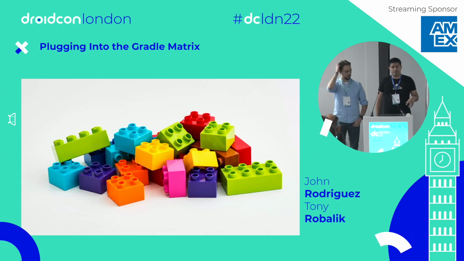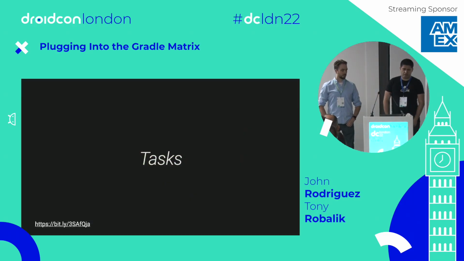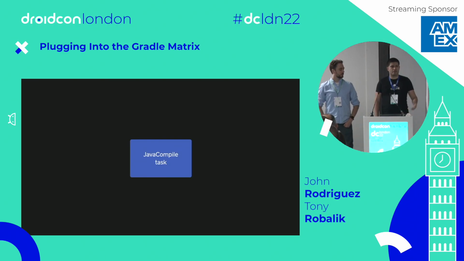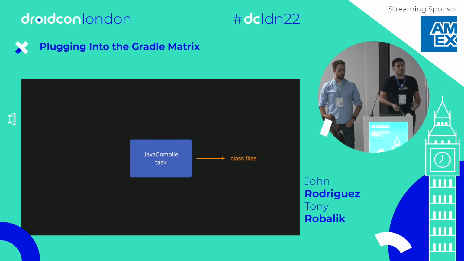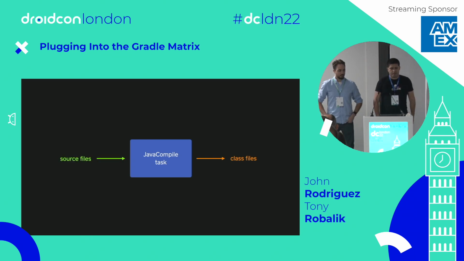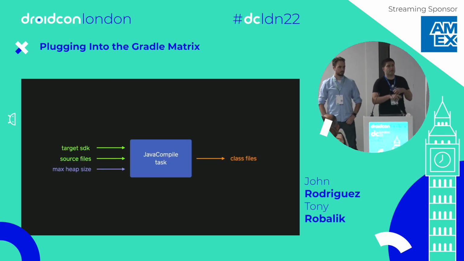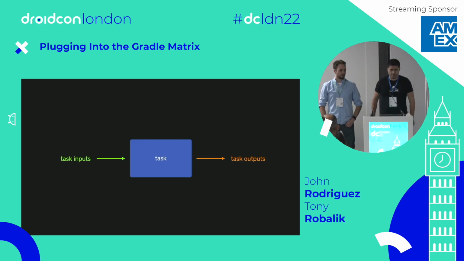So before we start diving in deeply, let's cover some of the common plugin primitives. Tasks, what are they? Like I said, it's a unit of work. The canonical example: the Java compile task or Kotlin compile task. The output of this is going to be some class files. Inputs would include things like the source files, what's the target SDK for which you want to generate the bytecode, and then maybe something like max heap size. Max heap size here is colored differently because in Gradle talk there is a difference between task inputs, task outputs, and other properties that will bear no relevance, and we'll talk a little bit more about that.